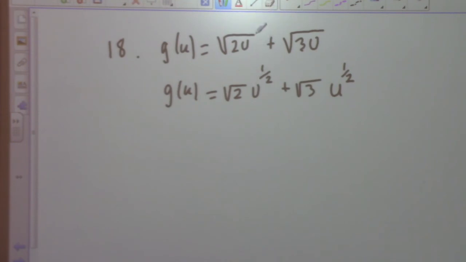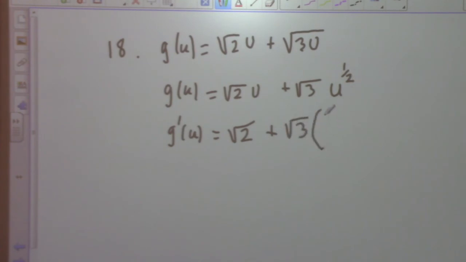I mistranscribed here. It's all right, Mr. G. No, so they are different powers, actually. So this is going to be this, right? That's going to make things different. Does that make sense now? Yes. So we take a derivative here. We get g prime of u. We're going to have square root of 2. And for this one here, we're going to have square root of 3 times 1/2 u to the negative 1/2 power. Does that make any sense?